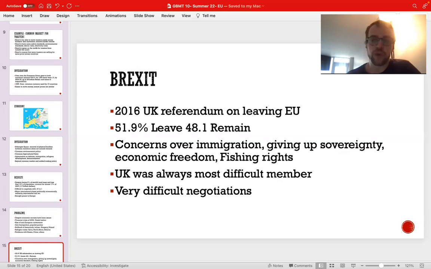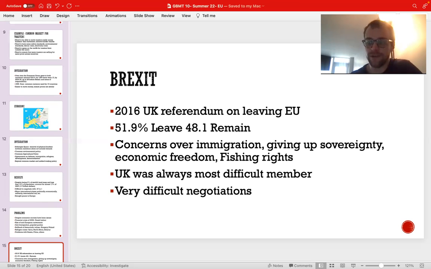The UK never joined the Euro or the Schengen space, so they were always one foot in and one foot out of the European Union. They liked some of the things it had to offer, and they wanted some of the benefits of membership, but they always were skeptical of some of the major aspects of the European Union.